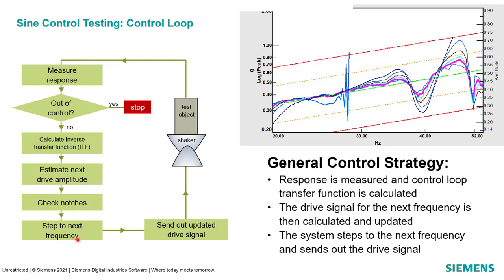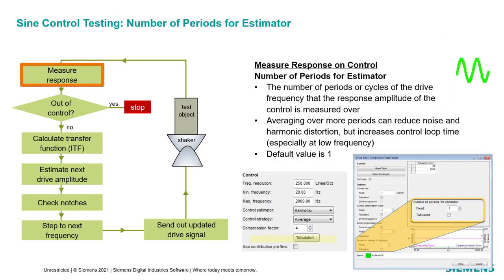And then we step to the next frequency, and send out the next updated drive signal based on our measured transfer function. And that is our closed loop control algorithm. So that's how it all works. How does the control work? We'll go into some of these individual steps here.